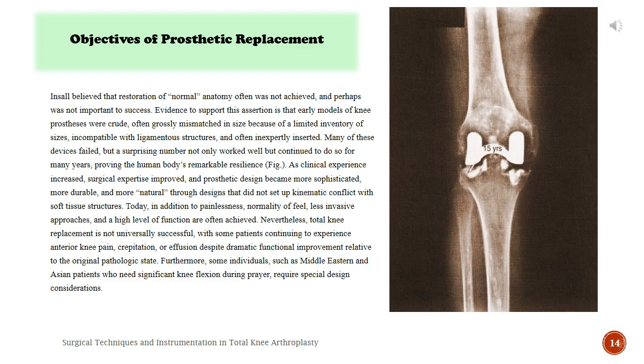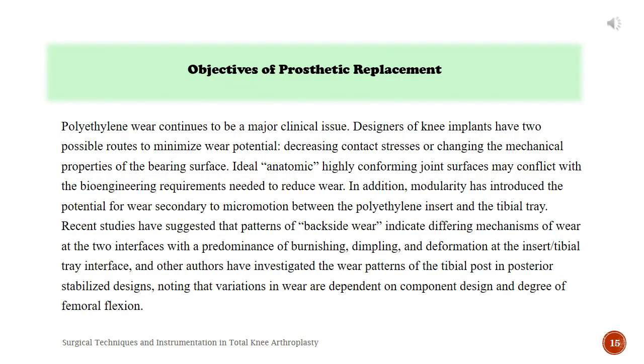Nevertheless, total knee replacement is not universally successful, with some patients continuing to experience anterior knee pain, crepitation, or effusion despite dramatic functional improvement relative to the original pathologic state. Furthermore, some individuals, such as Middle Eastern and Asian patients who need significant knee flexion during prayer, require special design considerations. Polyethylene wear continues to be a major clinical issue.